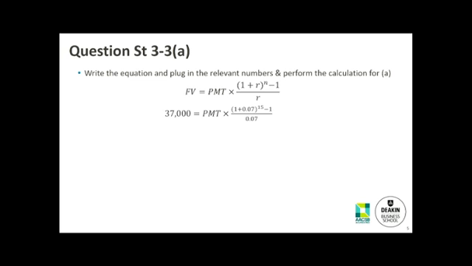37,000 is the future value, and 7% is the interest. 15 is the number of years. Are we able to solve PMT?